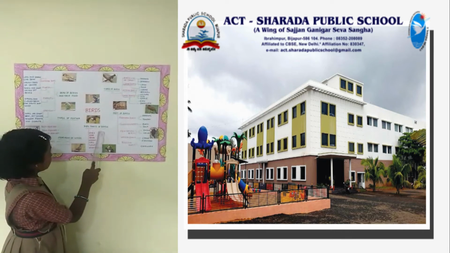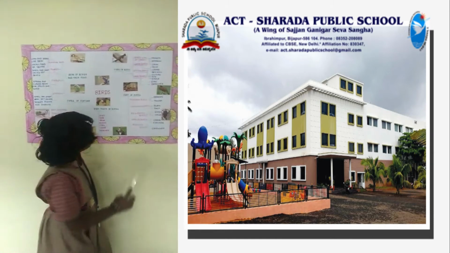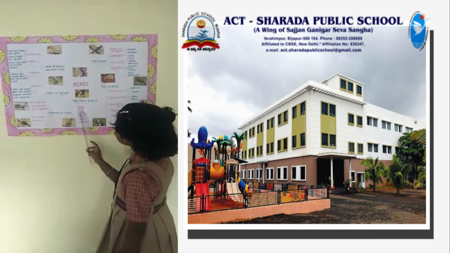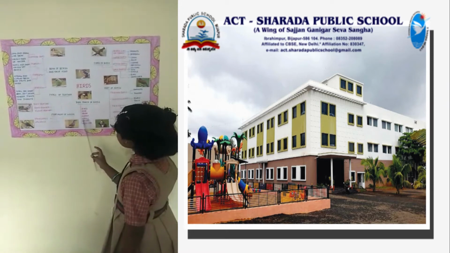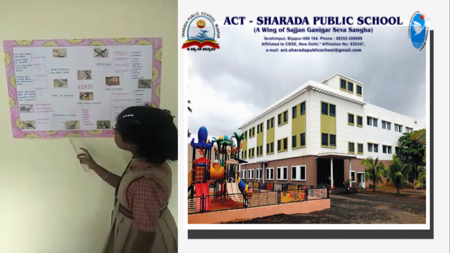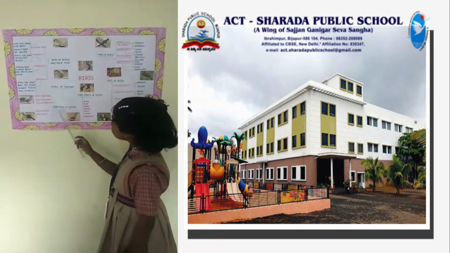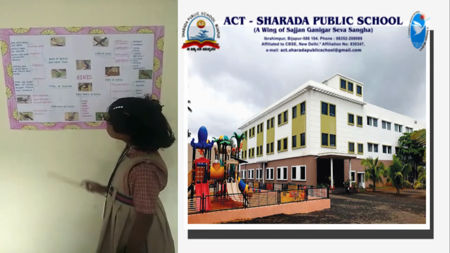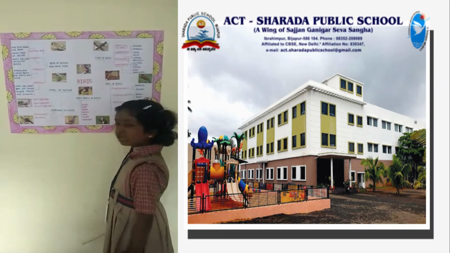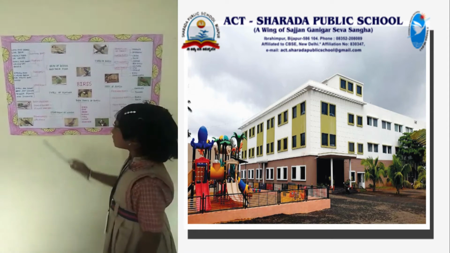Body parts of birds. Birds have two eyes, 2 ears, 1 beak, 2 wings, 1 tail, 2 legs and feathers. Movement of wings. Birds have 2 wings. Birds move their wings upward and downward while flying to move in a forward direction.